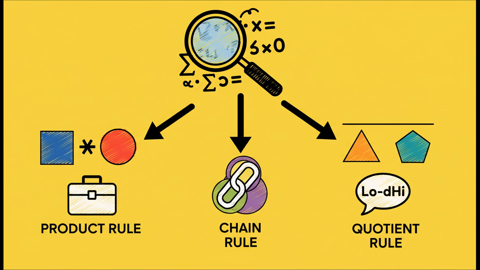So let's summarize the game plan. You see multiplication, you think product rule. You see functions nested inside each other, you think chain rule. And if you see division, you think quotient rule. Or you can just convert it into a product and chain problem. It all comes down to recognizing the pattern.